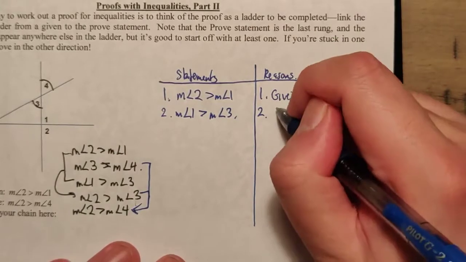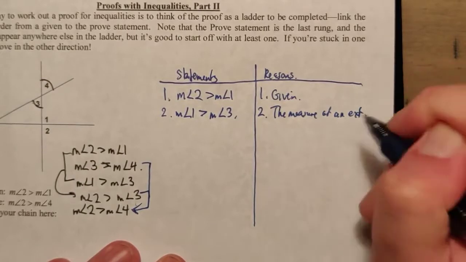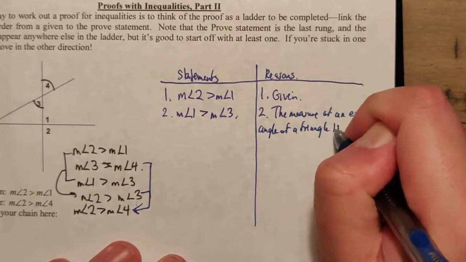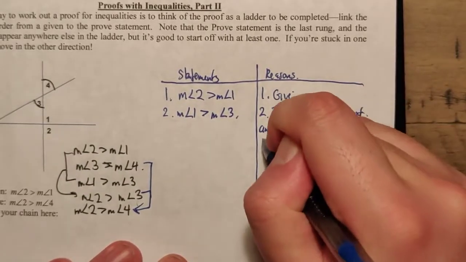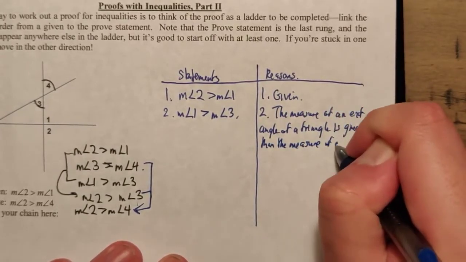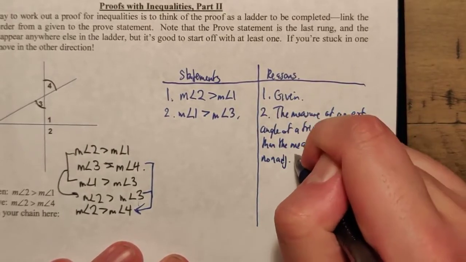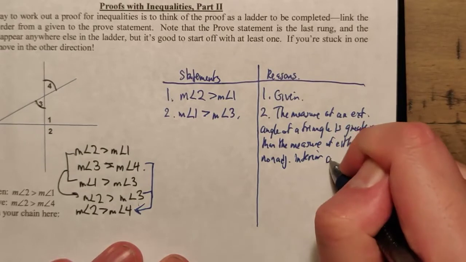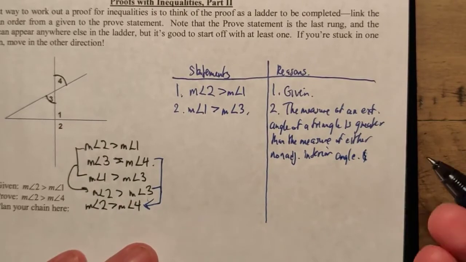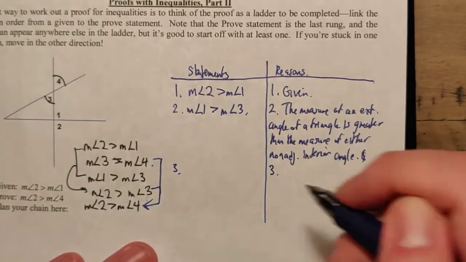So this is an exterior angle of a triangle, so we can say that the measure of an exterior angle of a triangle is greater than the measure of either non-adjacent interior angle. Now you'll note, again, just like before, we're going to write out these theorems in full. We want to make sure that it's always going to be written out in full so we understand what's going on here. Okay. And now we can glue them together.